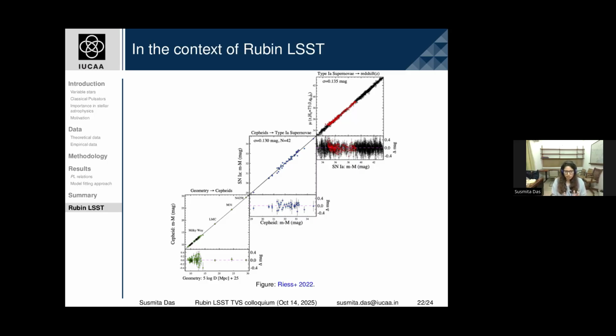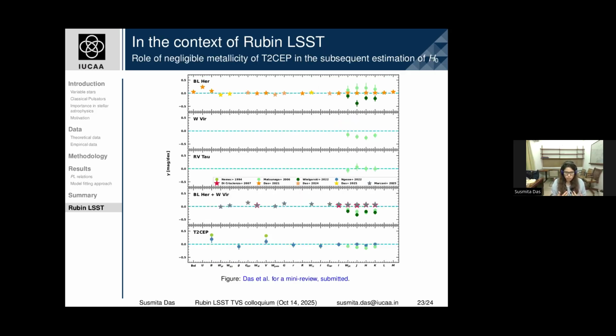Now, if you focus on the first rung itself, type 2 Cepheids can play an important role here by providing an independent check. So whatever distances are being estimated by Cepheids, it is useful to cross-match distances using type 2 Cepheids or other population 2 stars, because once again, whatever is being calibrated here keeps on propagating up to the next rungs. So in this context, the negligible metallicity effect of type 2 Cepheids comes in very handy.